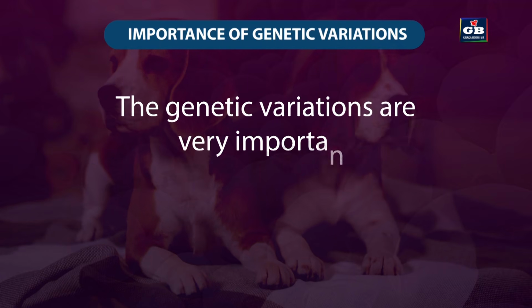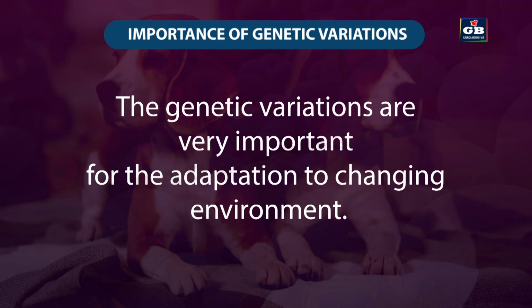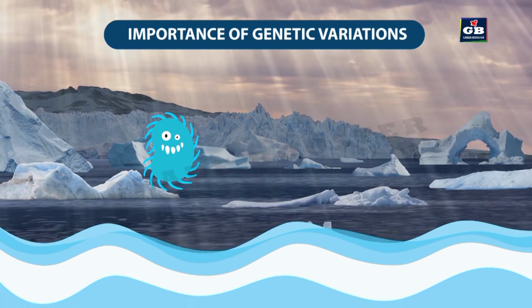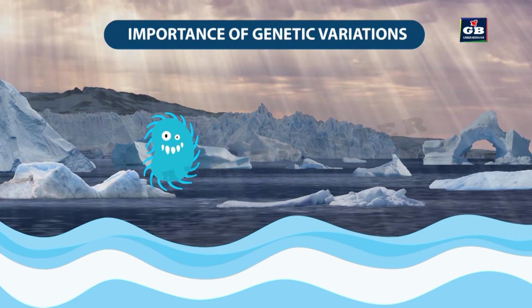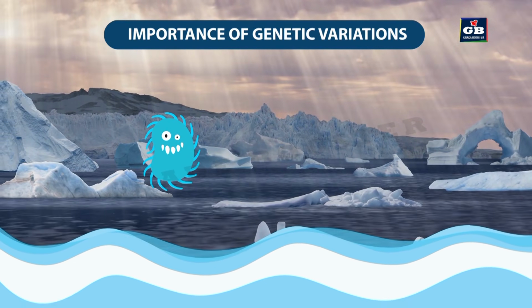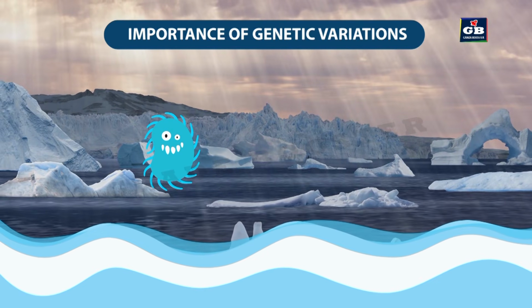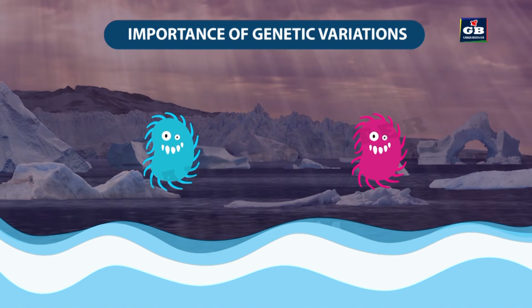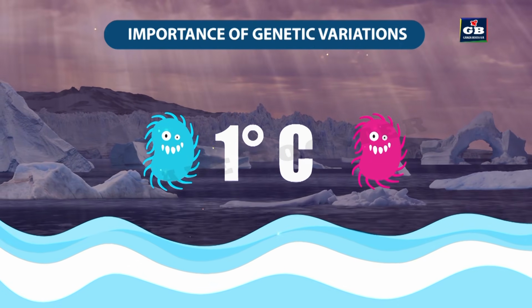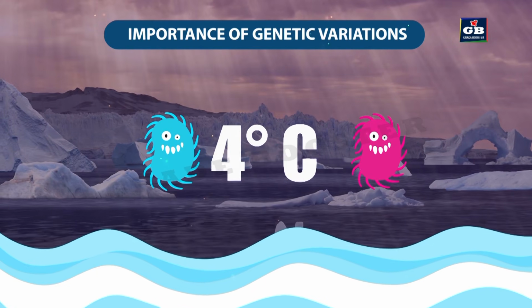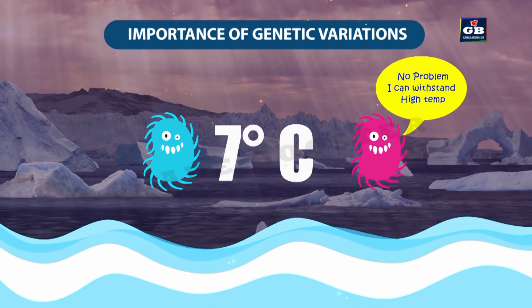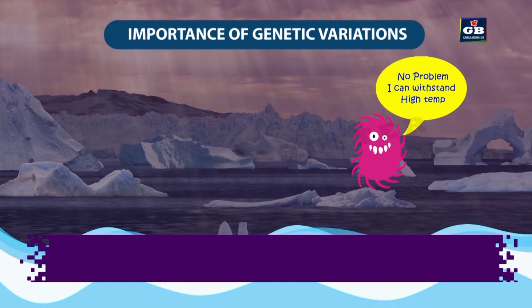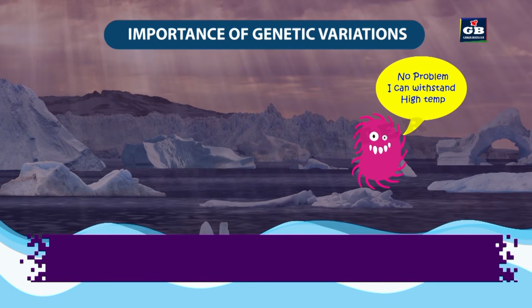Genetic variations are very important for adaptation to a changing environment. For example, there is a bacteria existing in the oceans near the poles, where the water is usually cool. These bacteria produced a variant which can withstand high temperature. Suddenly, the temperature of the ocean increases due to global warming. Now, this variant which can withstand high temperature survives and the other bacteria become extinct. In this way, variations help organisms to survive in a changing environment.